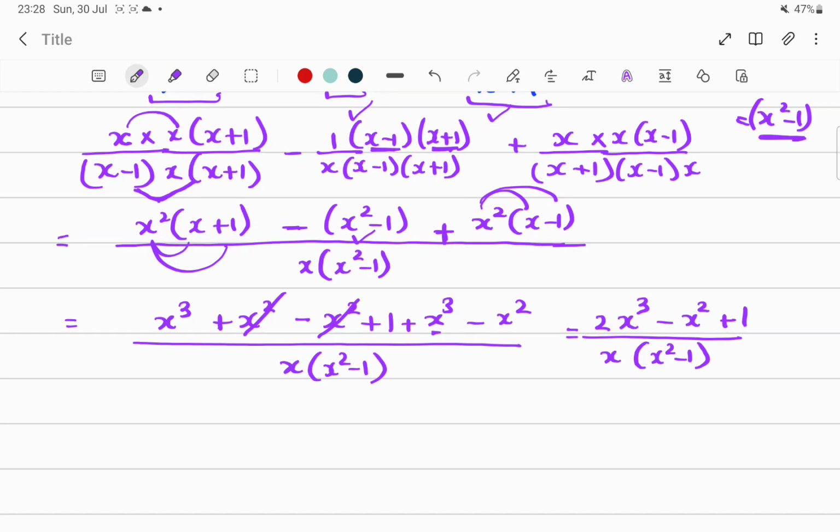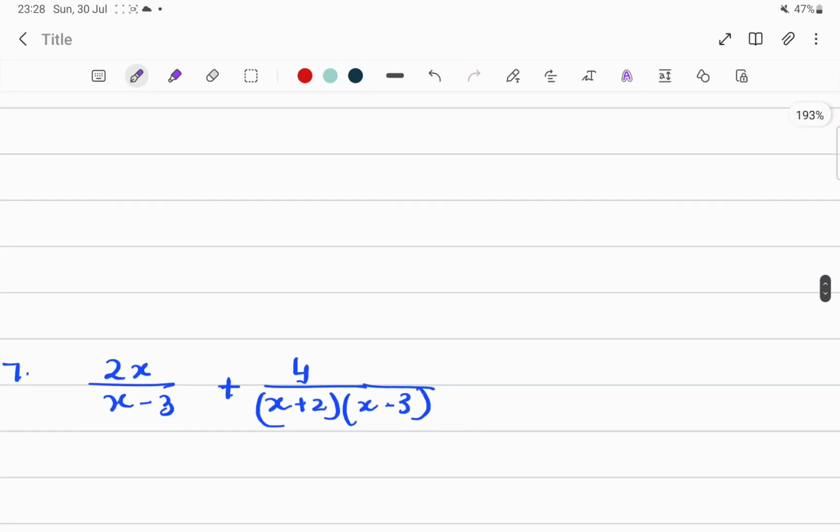So what I did here, I multiplied x squared by x plus 1. So it is x cubed plus x squared, then minus x squared plus 1 and x cubed minus x squared. So x squared and minus x squared got cancelled. x cubed and x cubed added. So it became 2x cubed minus x squared and then plus 1. So this is the most simplified answer.